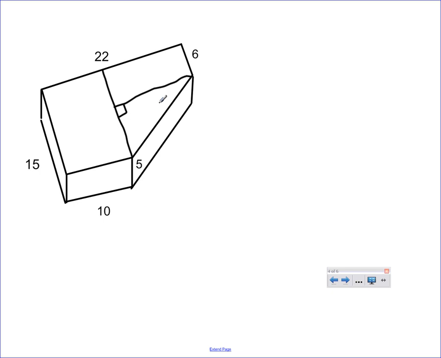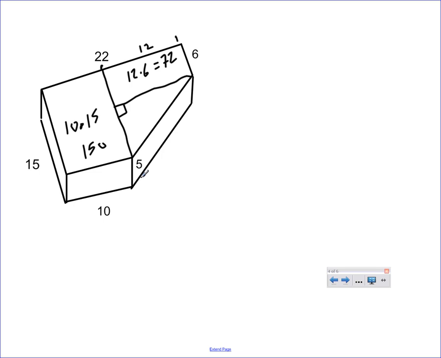In order to find the volume, I've got this area right here, which looks like it's about 10 by 15. So the area of this little region is 150. Then I've got this region right here. The whole length is 22, and this little part over to here is 10. So that leaves about 12 for this. So this is 12 by 6, which is 72.